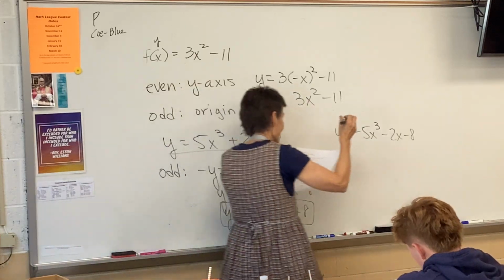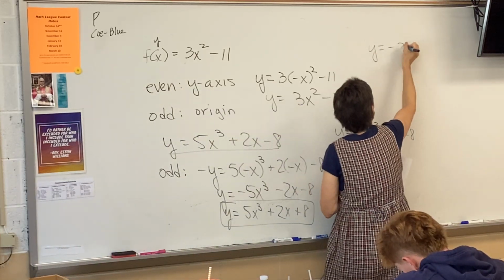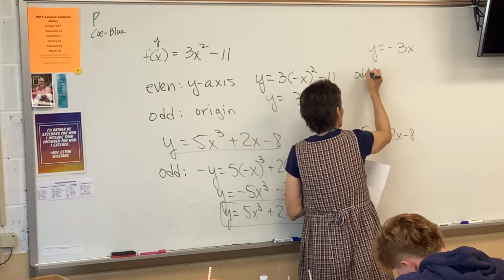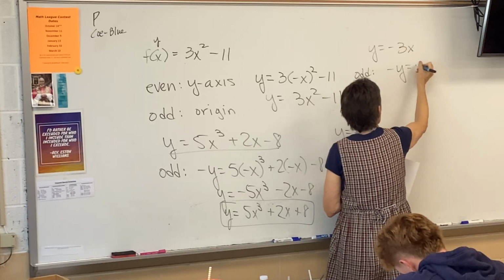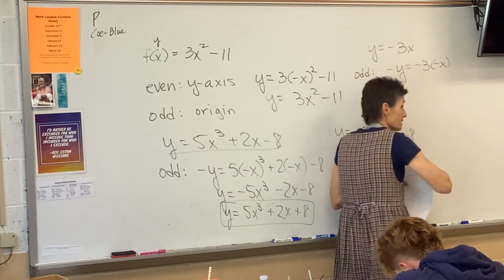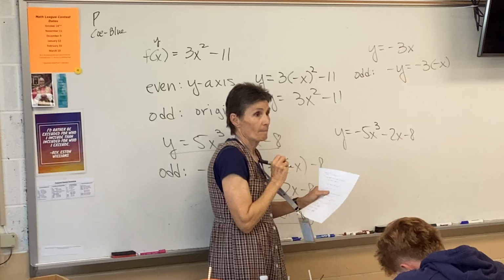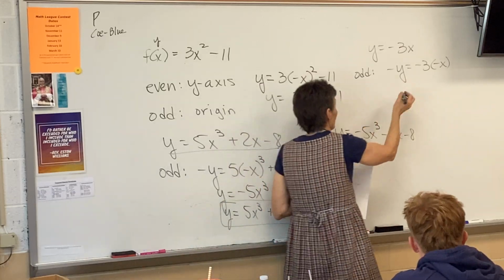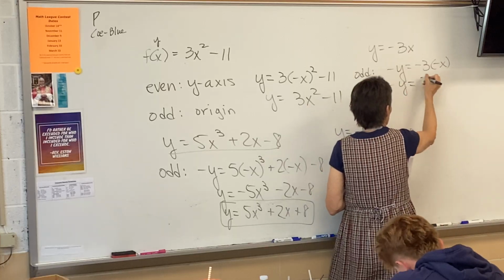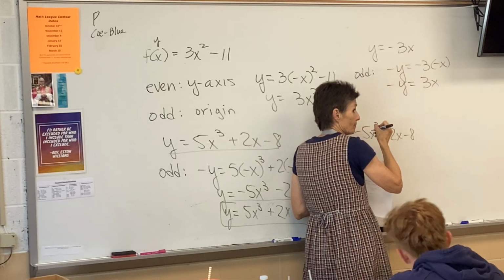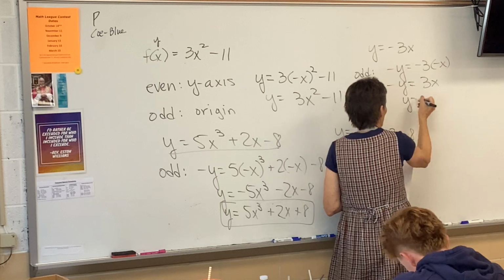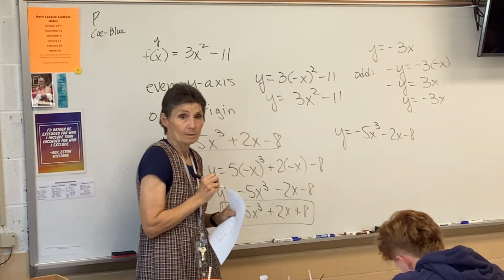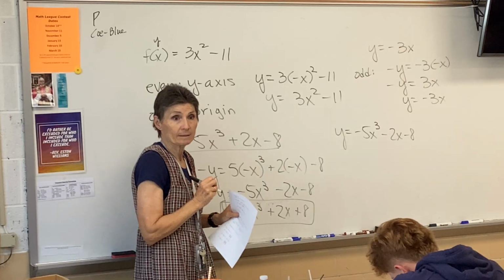All right, how about negative 3x? Let's try odd. So negative y equals negative 3 times negative x. Right? So negative y equals 3x. And y equals negative 3x. So that one is odd.